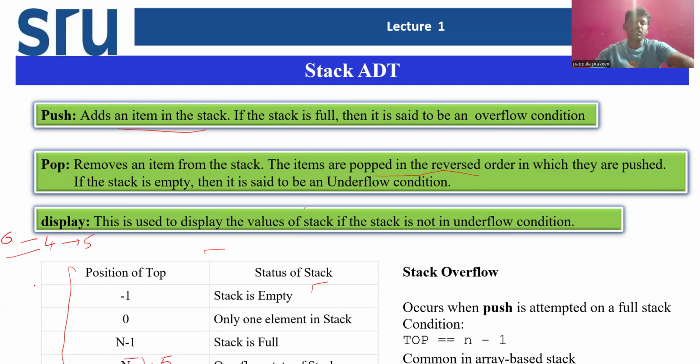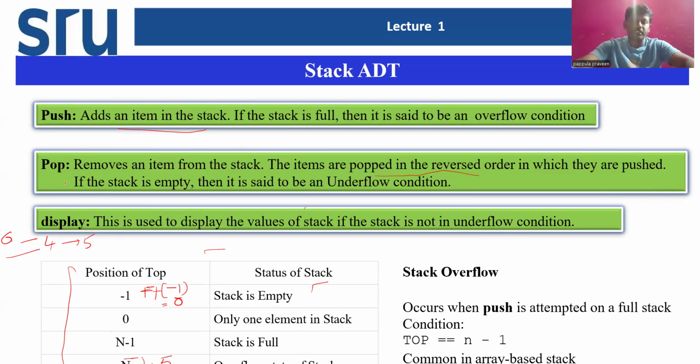So initially top value equal to minus 1. When we are inserting a new element, the top value will be incremented by 1. So minus 1 plus 1 equal to 0. So the first element resides in the 0th position. And the next element continues until n minus 1.